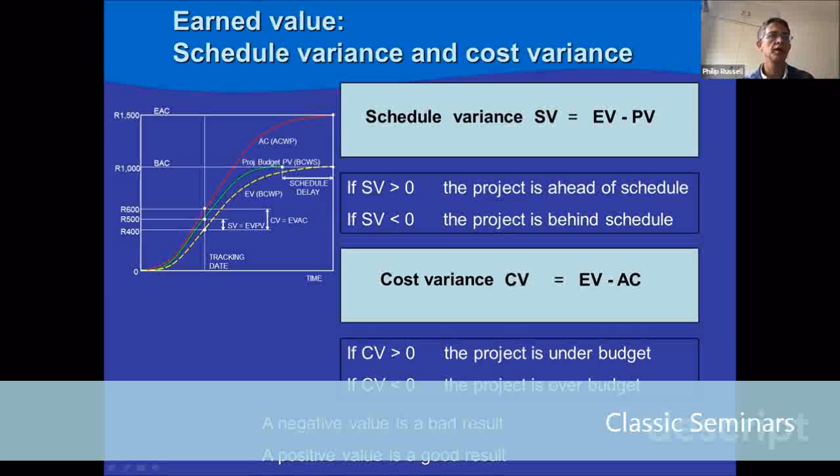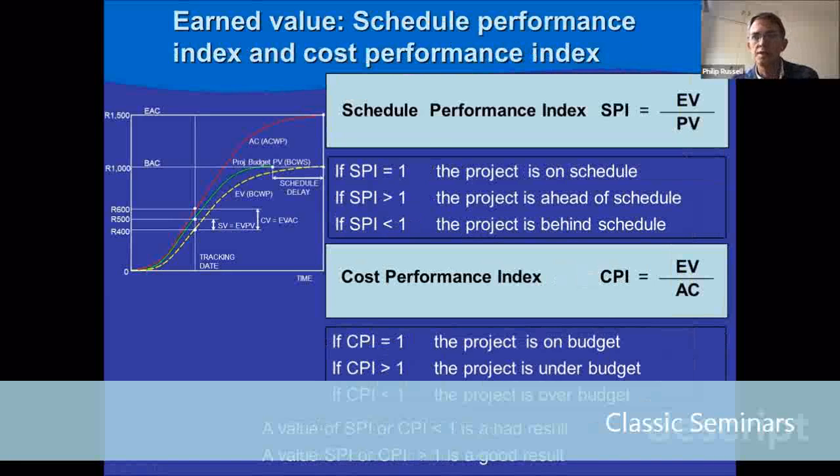And so we turn to another calculation in order to see the severity of the problem, and that is the performance indices, the schedule performance index and the cost performance index, where we have the same two dimensions that we're looking at, schedule and cost, but instead of subtracting these variables, we're now dividing. So instead of saying earned value minus planned value, we now say earned value divided by planned value for the schedule performance index. Instead of saying earned value minus actual cost, we now say earned value divided by actual cost for the cost performance index.